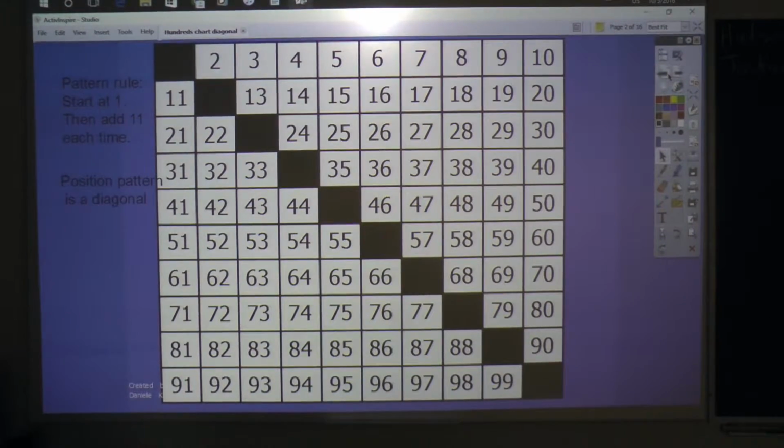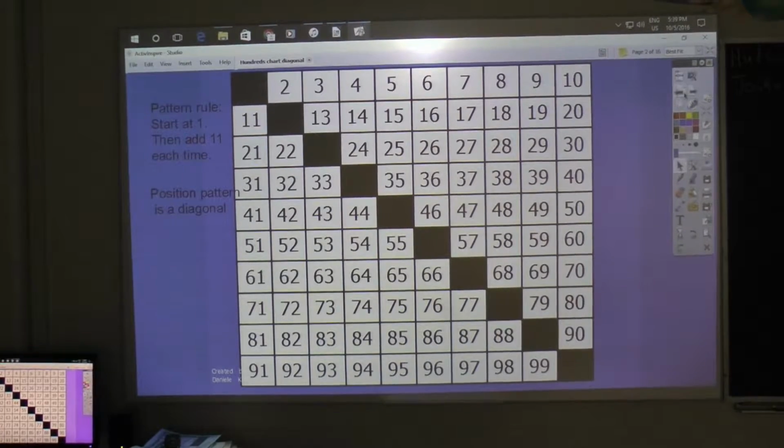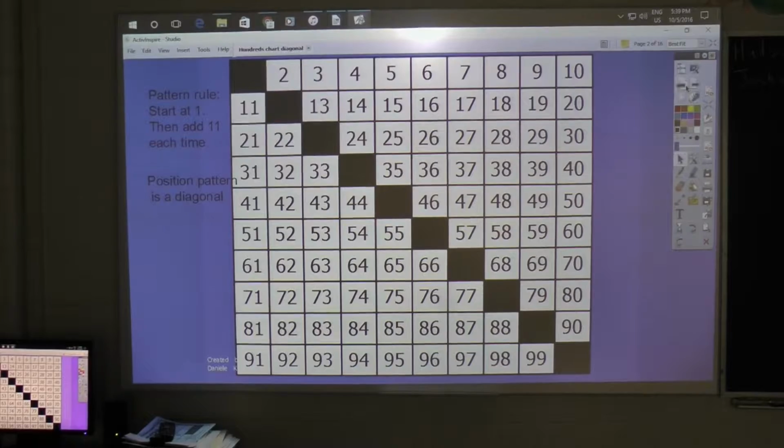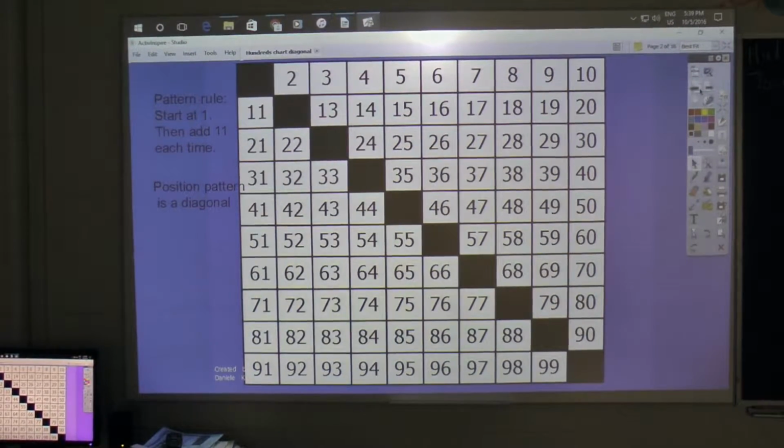There are different types of patterns that we will look at. A growing pattern is one in which the numbers grow. They get larger, but they grow in a predictable way. That's why it is a number pattern.